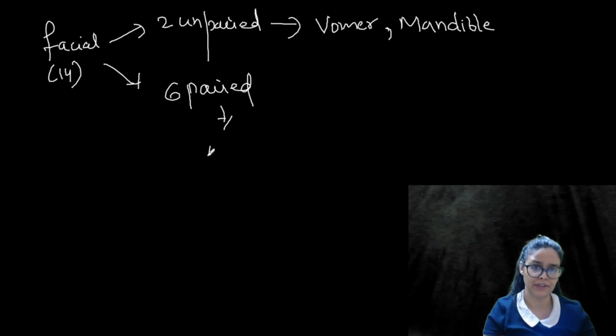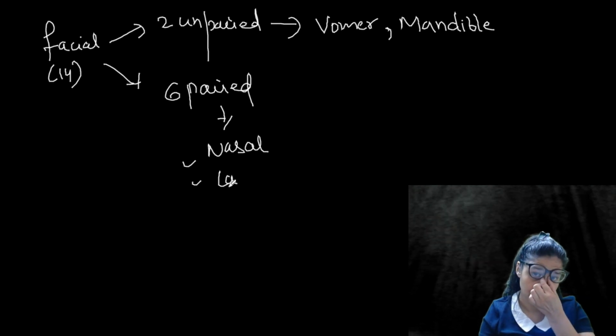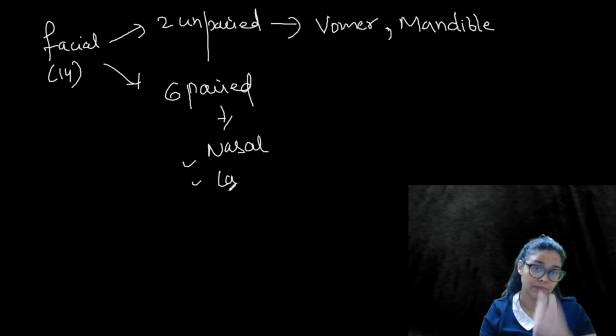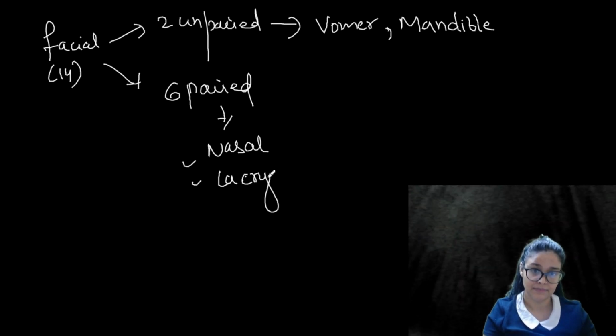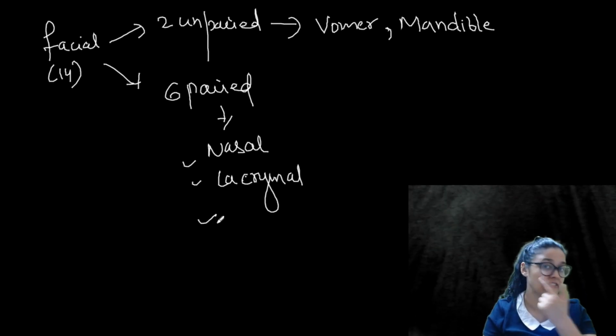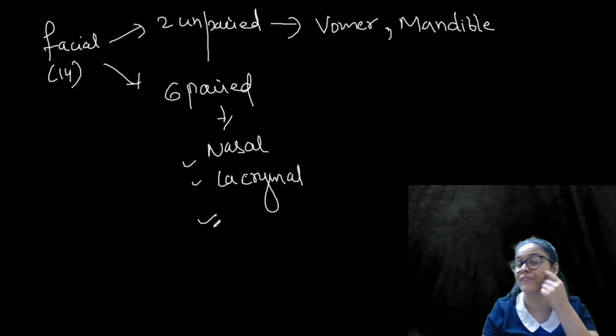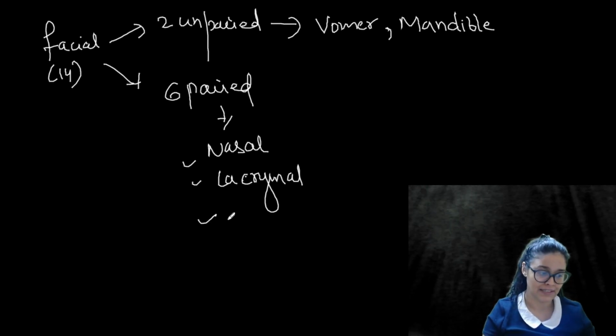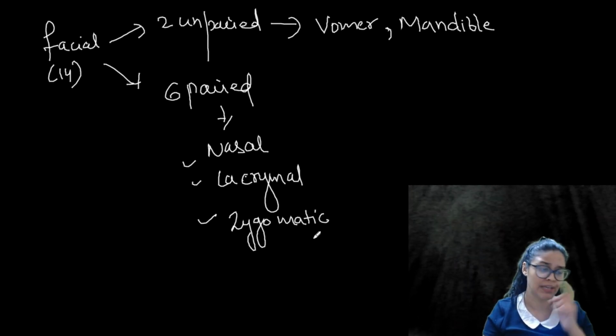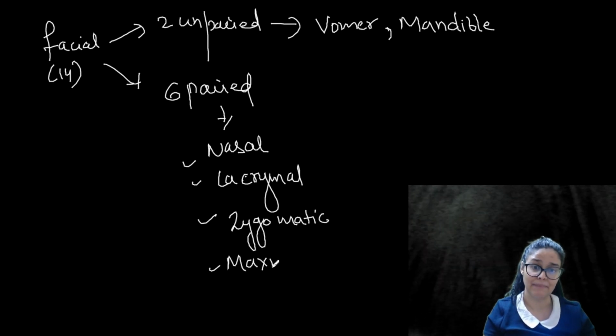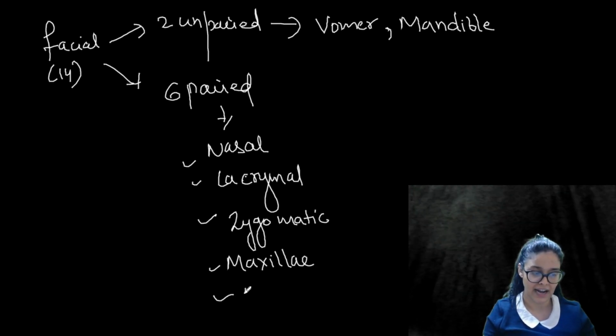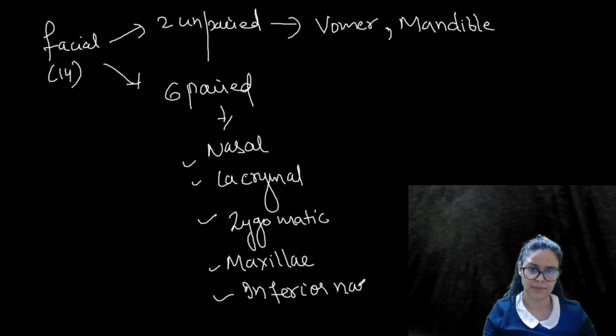When we talk about the paired, we have the nasal bone. We have the lacrimal bone present here, right? Nasal bone from this part. We have the zygomatic arch, the prominence of the cheek. So when we smile, we blush, right? That is basically the zygomatic bone. So we have this zygomatic bone, which is the cheek prominence. We have the maxillae, the upper jaw, right? We have the inferior nasal conchae, which form the base of the nose.